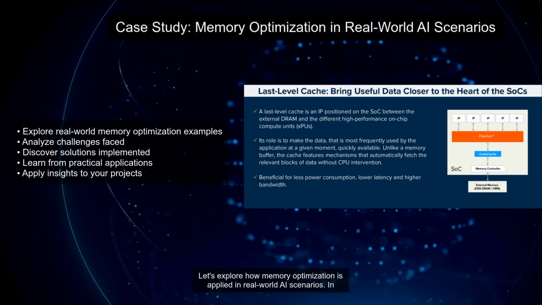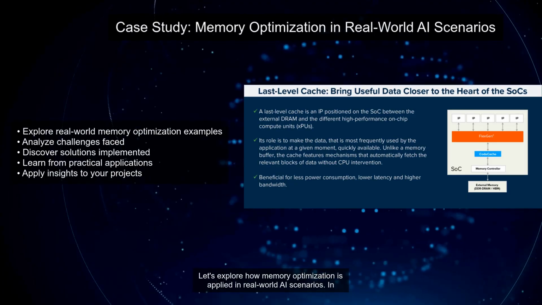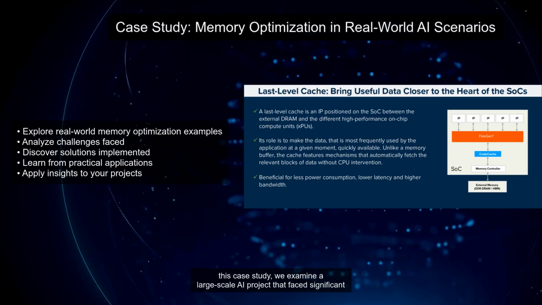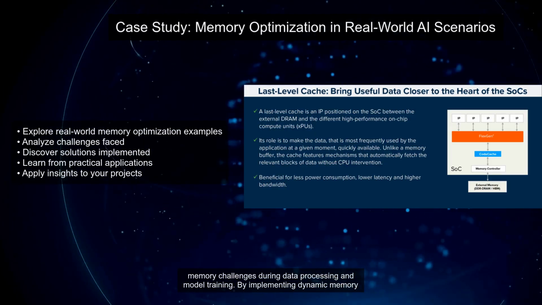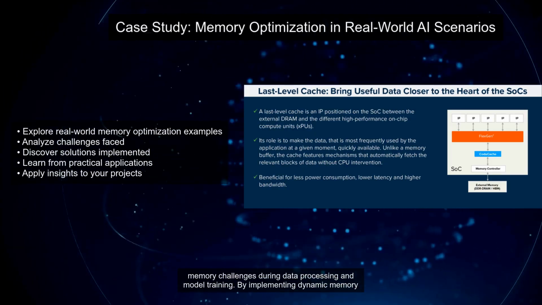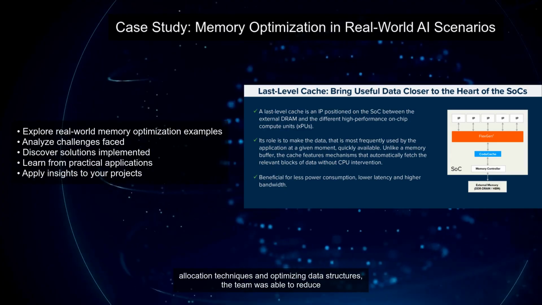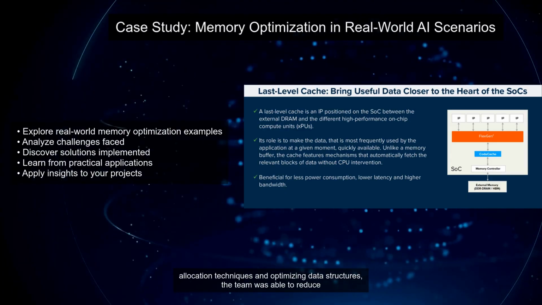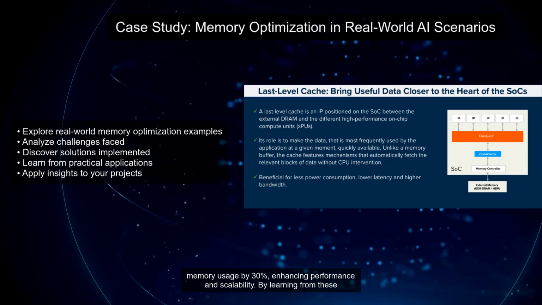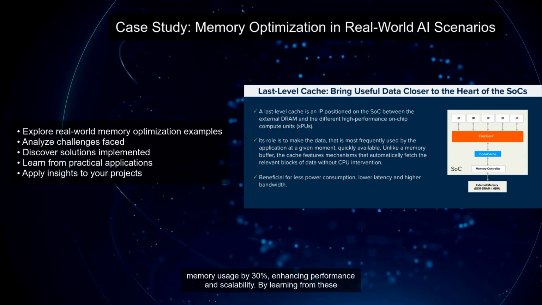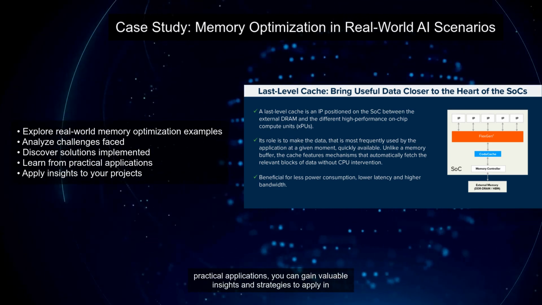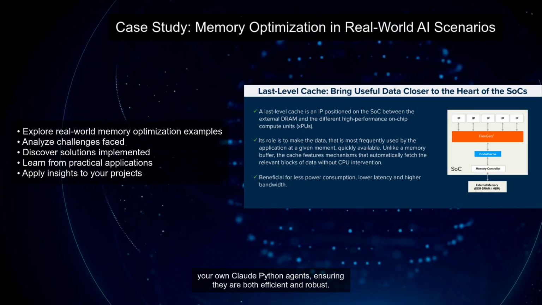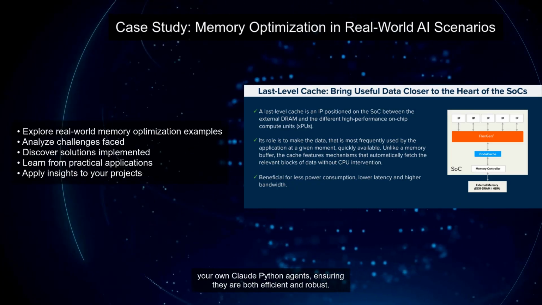Let's explore how memory optimization is applied in real-world AI scenarios. In this case study, we examine a large-scale AI project that faced significant memory challenges during data processing and model training. By implementing dynamic memory allocation techniques and optimizing data structures, the team was able to reduce memory usage by 30%, enhancing performance and scalability. By learning from these practical applications, you can gain valuable insights and strategies to apply in your own Claude Python agents, ensuring they are both efficient and robust.